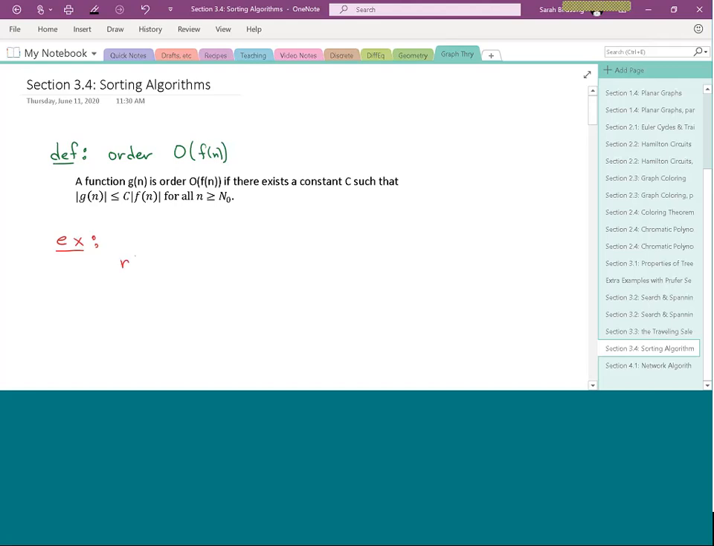So suppose you have this function, n cubed minus 2n plus 17. I'm going to do a couple of different functions, and these are some common functions. Maybe you have natural log of n.